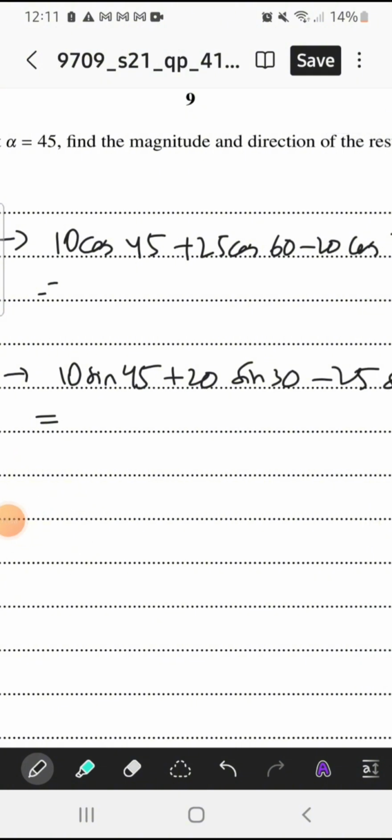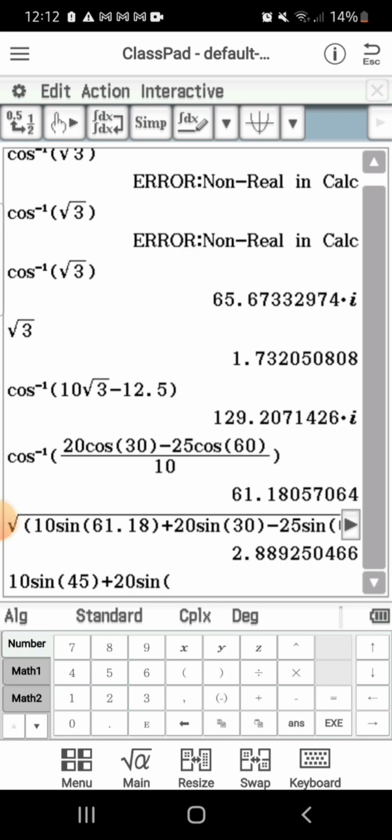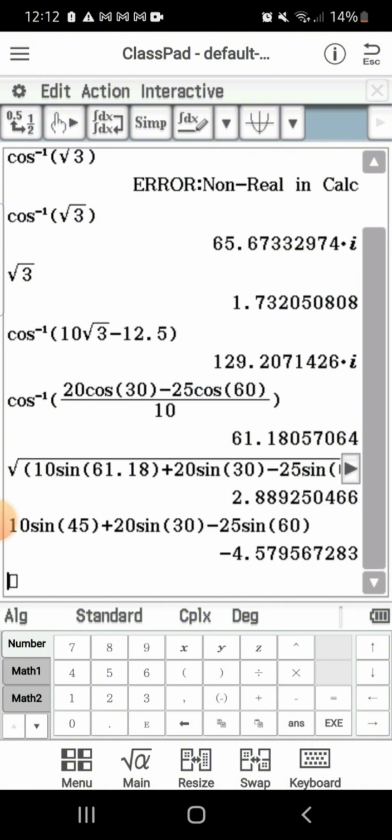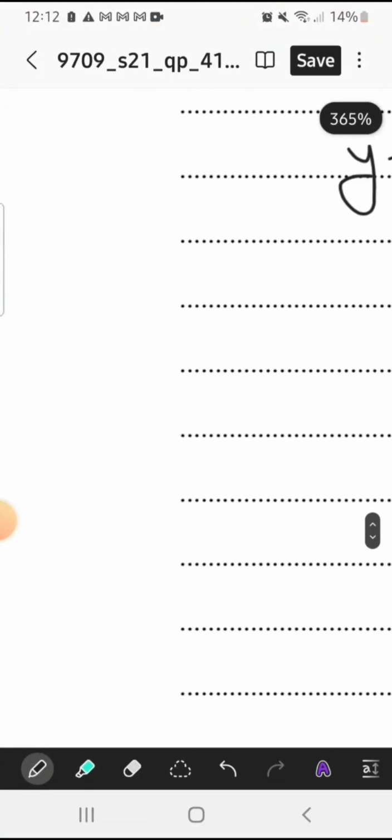However, we are not going to write down the value that we get from a calculator yet, because we need to make sure that our answer is as accurate as possible. We need to use the accurate expressions until we get to the final answer, and then we can approximate. So we have 10 sine 45 plus 20 sine 30 minus 25 sine 60. We get a negative, which means it's going to be in the negative axis. I'll just note it down right here, negative.